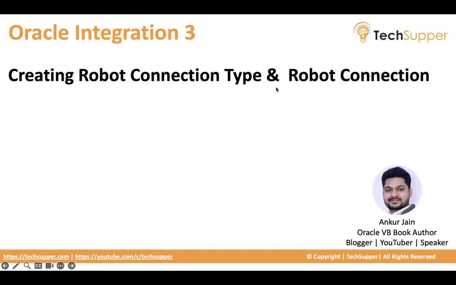Hello everyone. In this video, we will show you how to create a robot connection type and then a robot connection. As discussed, a robot connection type is just a template which helps you include what parameters are required to create a connection with an application, and the robot connection is based on the robot connection type, where you provide the actual credentials of the application you are trying to connect to. So let's begin and see how you create the robot connection type and robot connection.